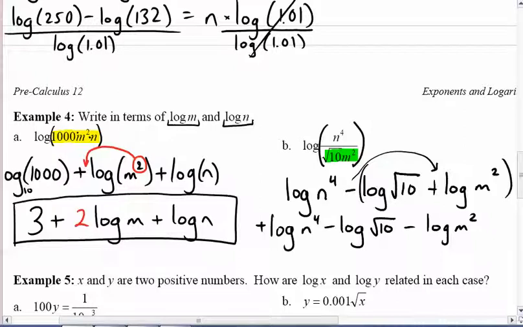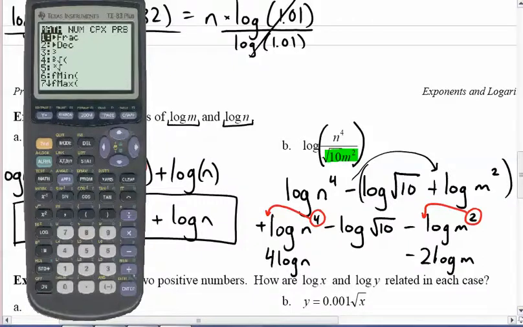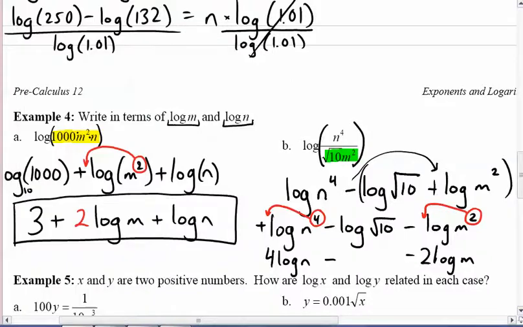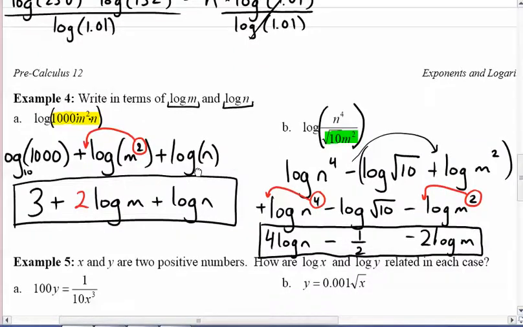Now we can use the power law to make the exponents into coefficients. So this is 4 log n and 2 log m. And what is log of root 10? Let's see. Log root 10 is 1/2, because 10 to the power of 1/2 is the square root of 10. So now I've written everything in terms of log n's, log m's, and numbers. That would be a multiple choice question on your test.